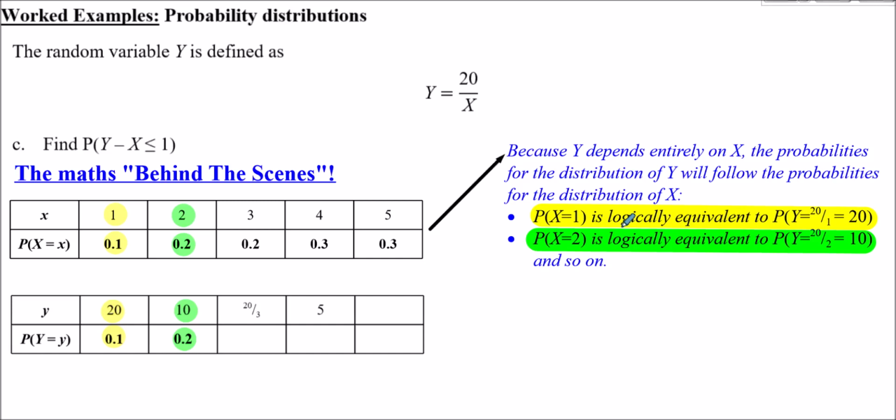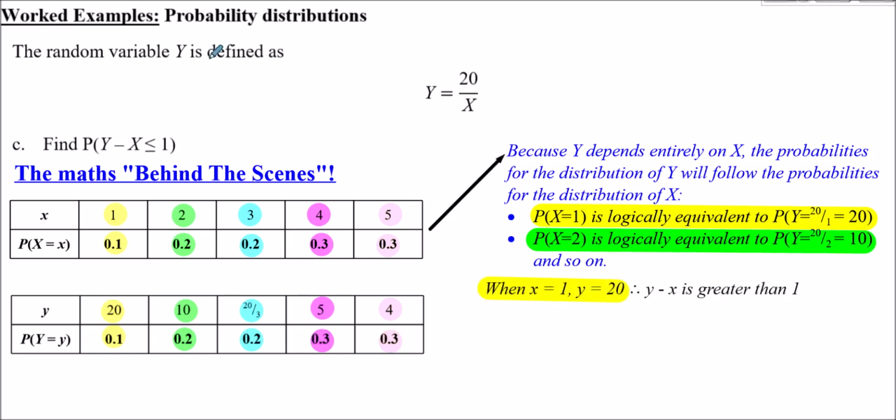When X is 4, Y will be 20 over 4, which is 5. And finally, when X is 5, Y will be 20 over 5, which is 4. And these probabilities will follow exactly based on the original distribution x. So this one will be 0.2, next will be 0.4, sorry, 0.3, and finally, because when x is 5, the probability of that is 0.3, it'll be the same for y as well. So each one of these follows exactly as the original.